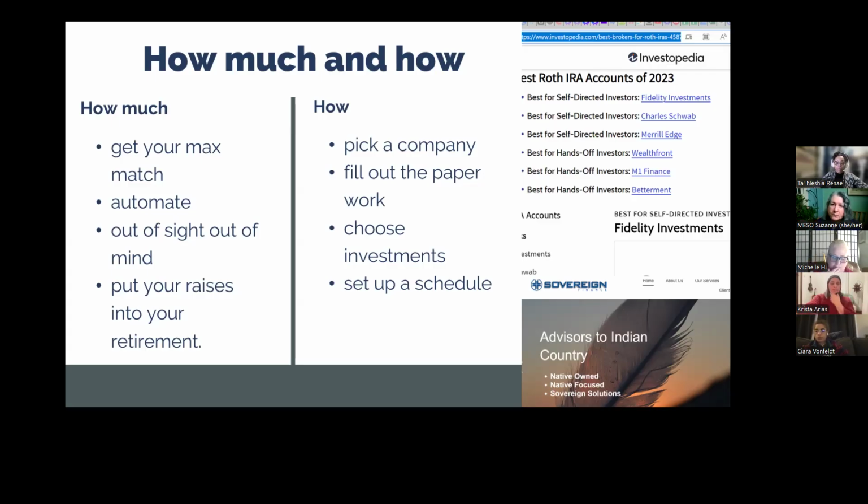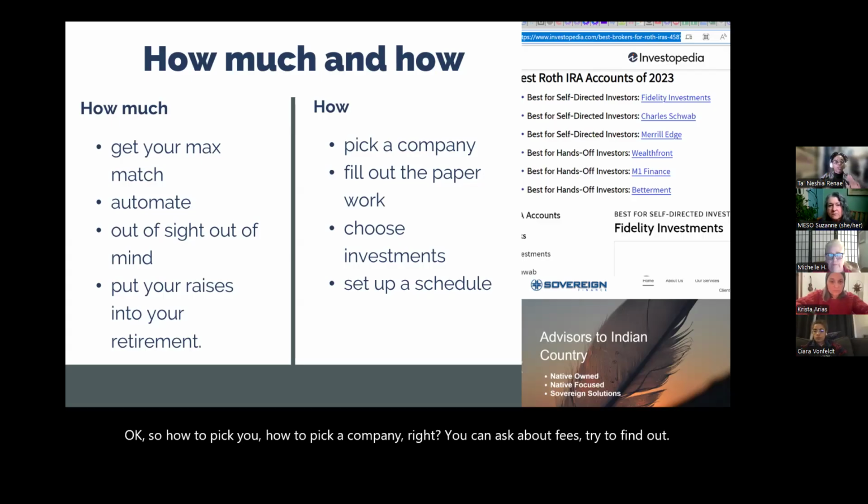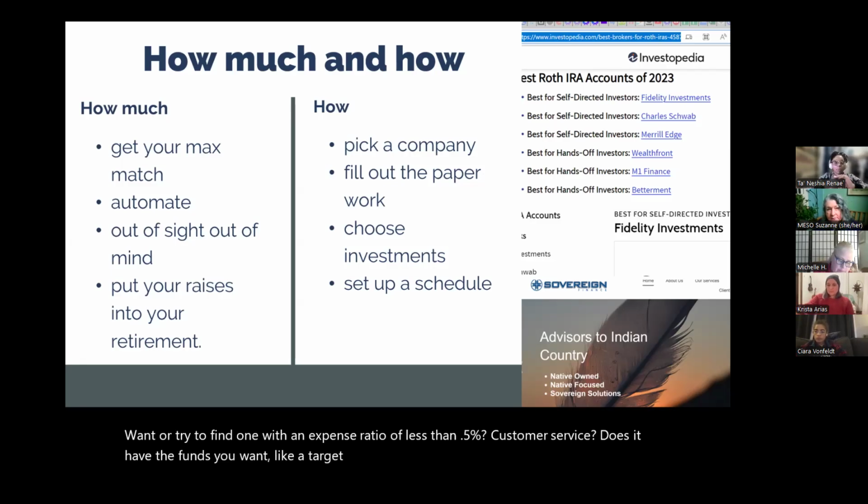Okay. So how to pick a company, right? You can ask about fees, try to find one with an expense ratio of less than 0.5%. Customer service, does it have the funds you want, like a target date fund? And once you choose a company, there will be paperwork which can almost always be done online.